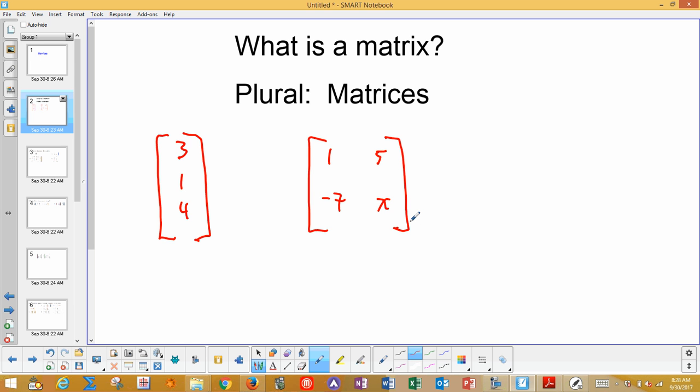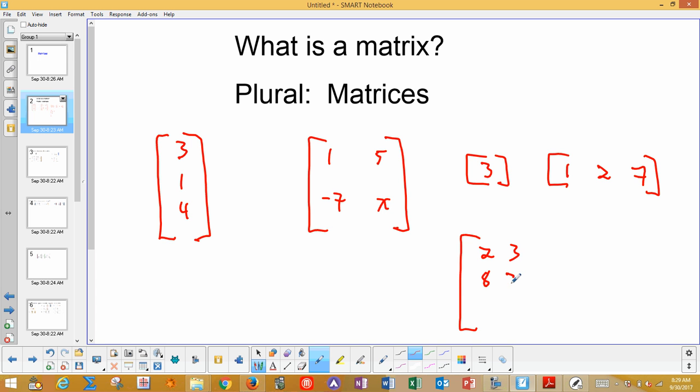Okay, just like anywhere else when we have a number, sometimes we can put in a variable. Here's another one. 3. Here's another one. 1, 2, 7. And one more. 2, 3, 8, z, 1, 5. Okay, so what you're asking is, why are we doing this? I hope. But let's repress that for a little bit. We need to define this new mathematical object, matrices, and then we can see how they're useful to us.